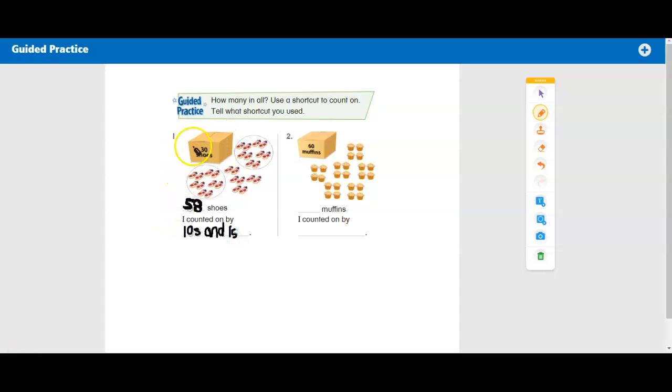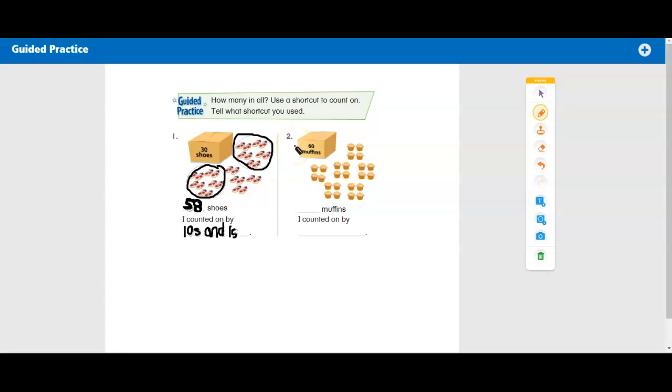They knew that there were 30 shoes in the box and then counted by tens and ones to find 58. We had 30 plus 10, 40, plus 10, 50, and then counted 1, 2, 3, 4, 5, 6, 7, 8 to give us 58.